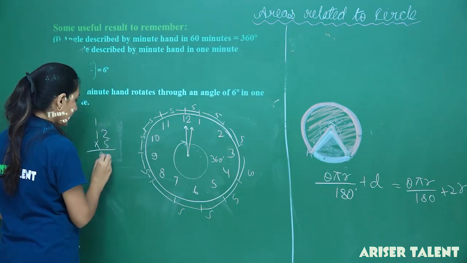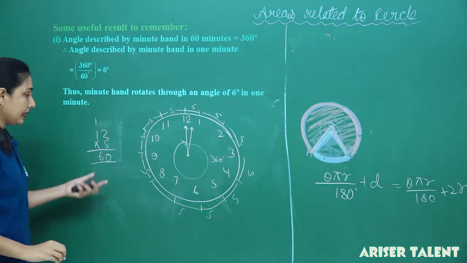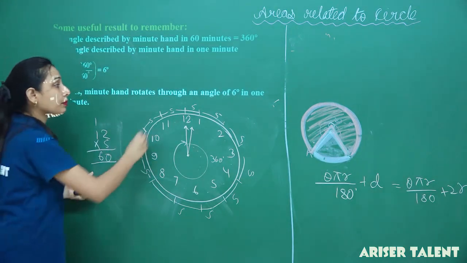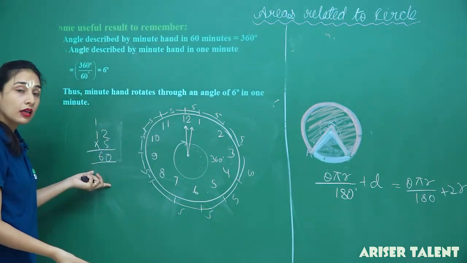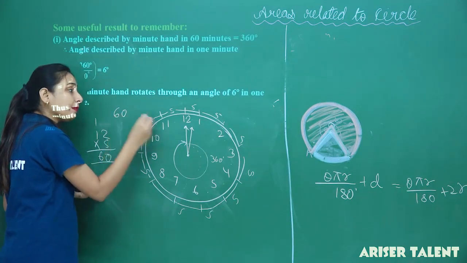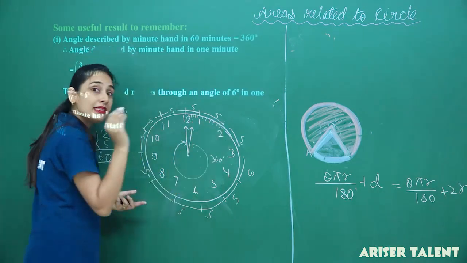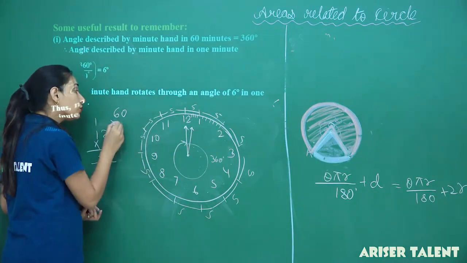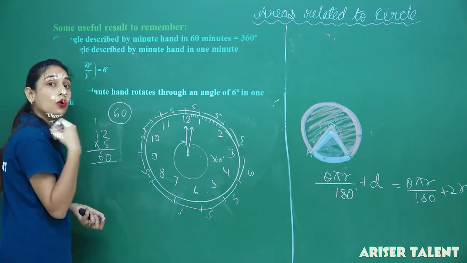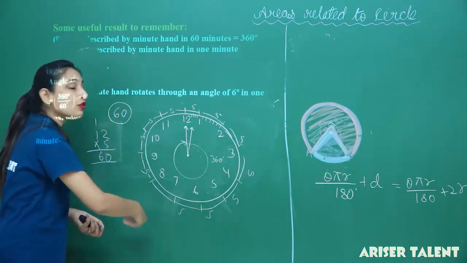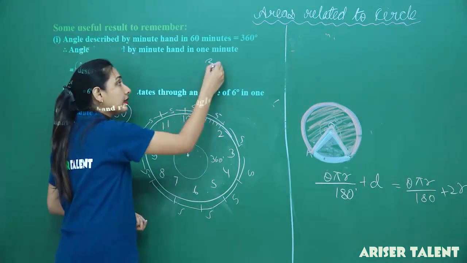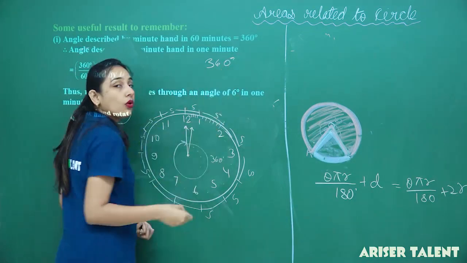That will be 60. So, complete 60 compartments there. If you count these lines, that will be 60 divisions. So, 60 divisions out of, and the complete circle is of what? 360 degrees. Okay.